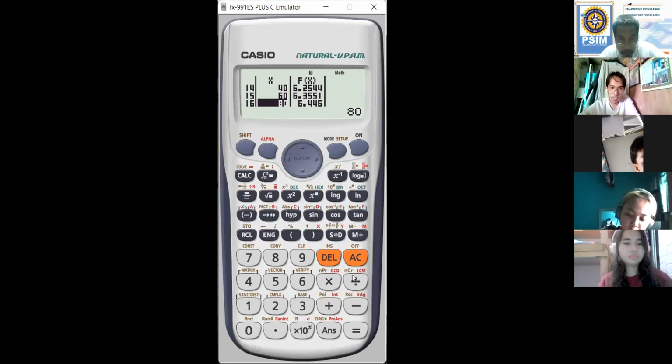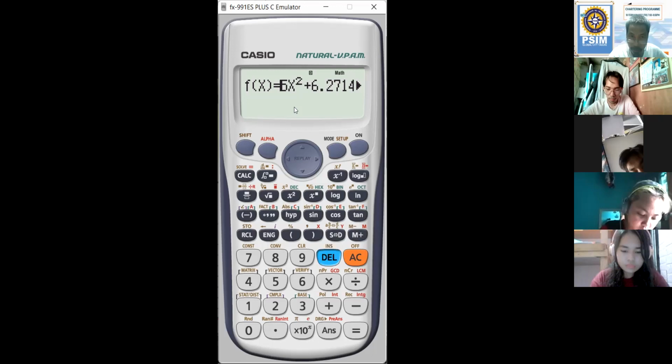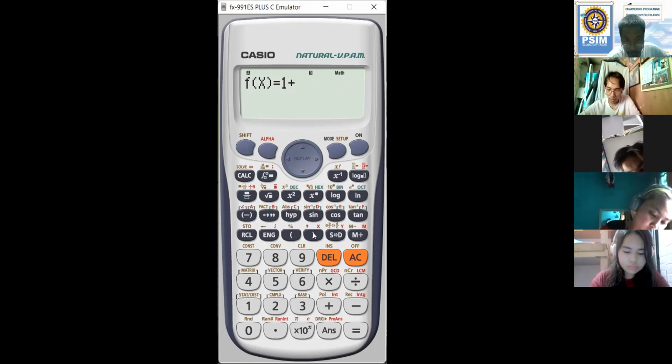Again, press AC. If you press AC, we will go back to the function. Then after you go back to the function, enter the equation of the function that we're going to use. What is that? The Maclaurin series with 4 terms. And let us therefore change this. Change the value of this to 1 plus x. Okay? So this is Maclaurin series.